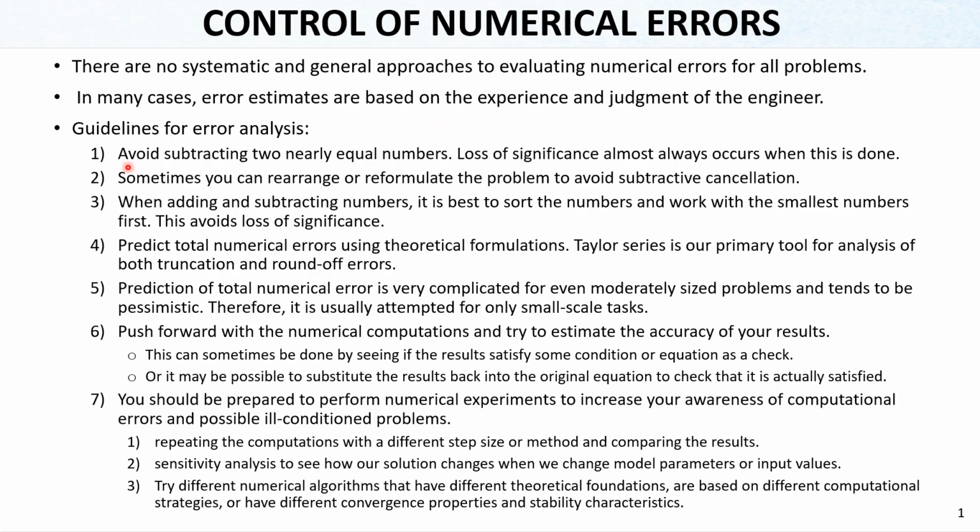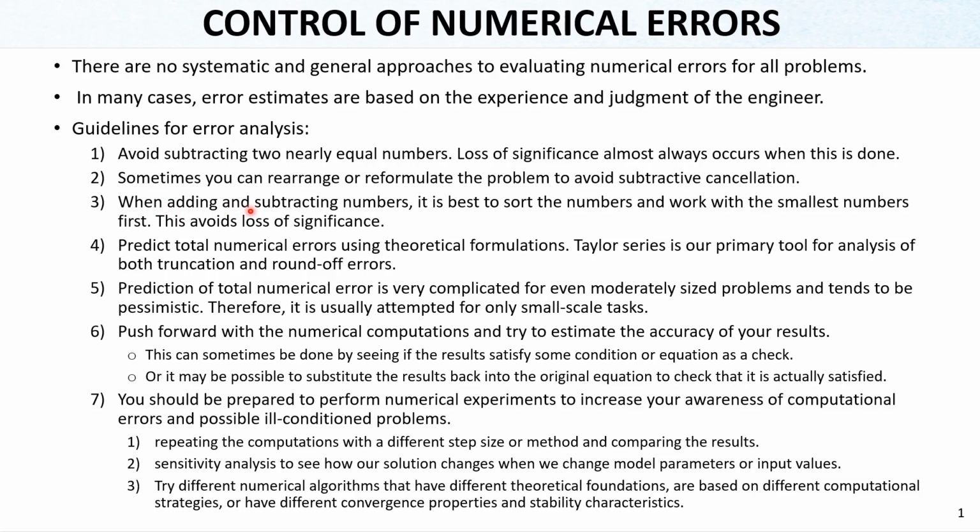First of all, try to avoid subtracting two nearly equal numbers because they can produce values very near to zero. That's why the loss of significance almost always occurs when this is done, and you will have very small values near zero, and it will be a problem. Also, sometimes you can rearrange or reformulate the problem to avoid subtractive cancellation. So subtractive cancellations, we don't want them, so we don't want to subtract two such values. That's why you can try to rearrange the problem formulation to eliminate this.